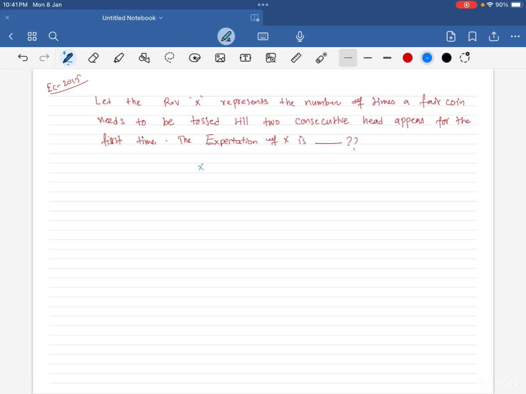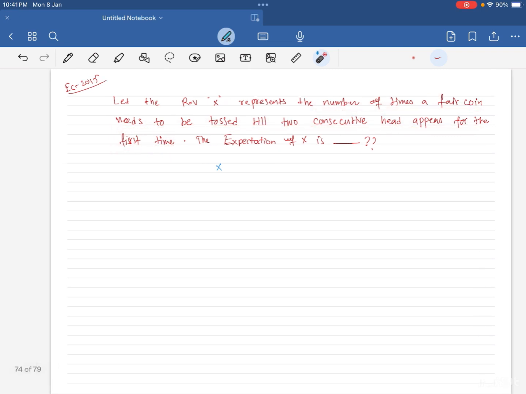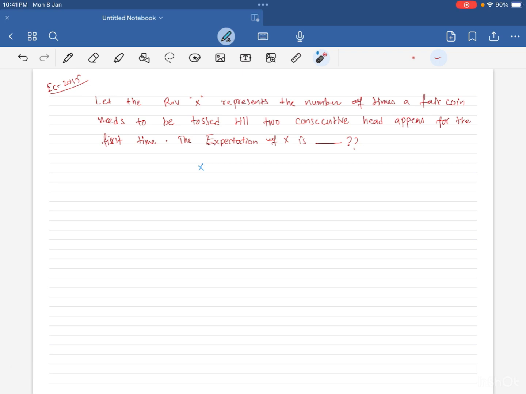So let's read out the event. The number of times a fair coin needs to be tossed till two consecutive heads appear for the first time. According to the description, we need two consecutive heads, so at least we are going to perform 2 tosses. So the random variable can take the values 2 and 3. Maybe if the first toss we didn't get a head, then we get a tail, and after that we get the 2 consecutive heads. That could be the case, or the first 2 tosses are heads, then a tail, then the last 2 tosses are heads. So 2, 3, 4, and so on, right?